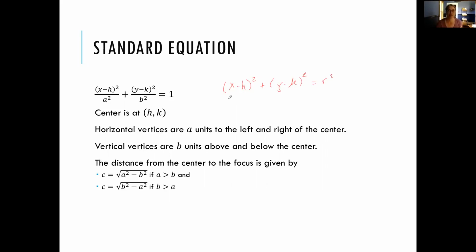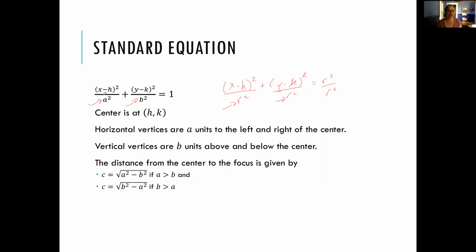And then if I divide that through by r squared, I get a very similar equation to the equation for an ellipse. Here is the difference. If a squared and b squared are not equal, you are looking at an ellipse. If the coefficients on your x squared and your y squared are equal, you're looking at a circle. So this is the standard form for an ellipse. The center of the ellipse is going to be at coordinates hk.